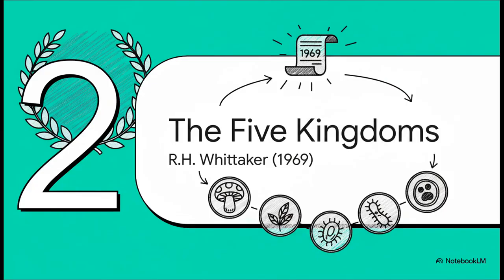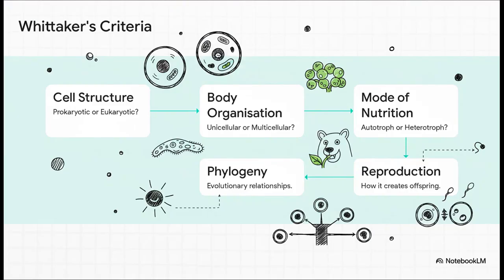And in 1969, our hero, a scientist named R.H. Whittaker, came along and proposed a system that became an absolute super hit. It's the five-kingdom classification, and this, my dear students, is what you really need to remember for your exams. So what made Whittaker's system so good? Well, he used 5 very smart criteria to classify all living things.